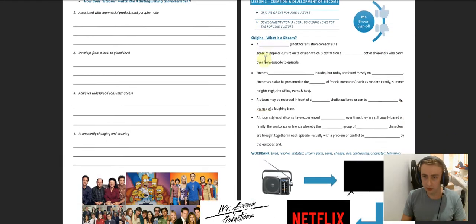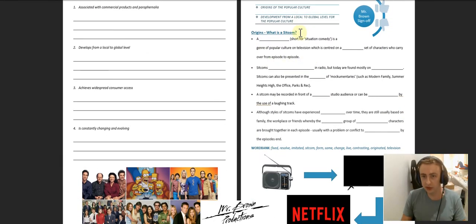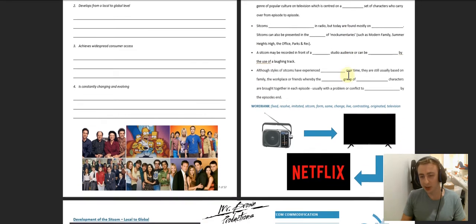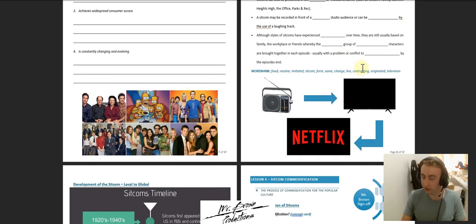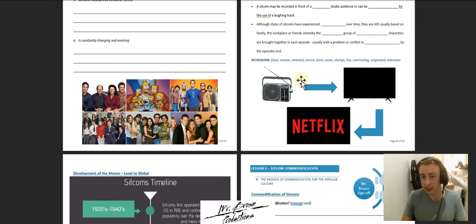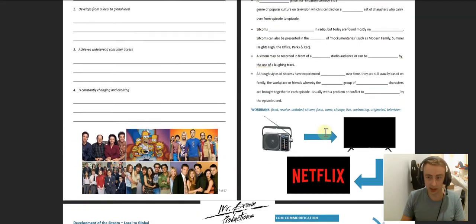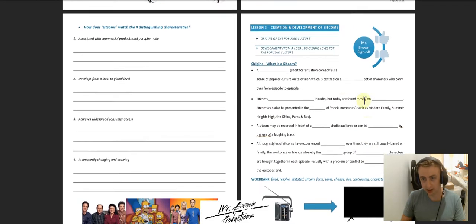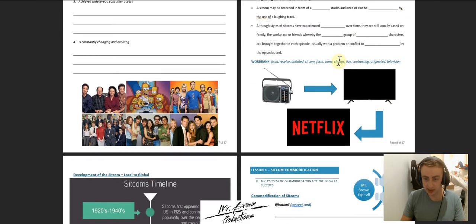Here we go. So 2 dot points here. For the first dot point, the origins of the popular culture, we have a quick word bank here. As usual, I'll get you guys to work through that. But in a nutshell, if you were to describe it to someone in 10 seconds or less, you would say that sitcoms started on the radio, and then as technology developed over time, it went to a national level on TV, and once the internet expanded and exploded, we went to streaming services. So that would be it in a nutshell there. However, obviously there are more juicy deets in there.